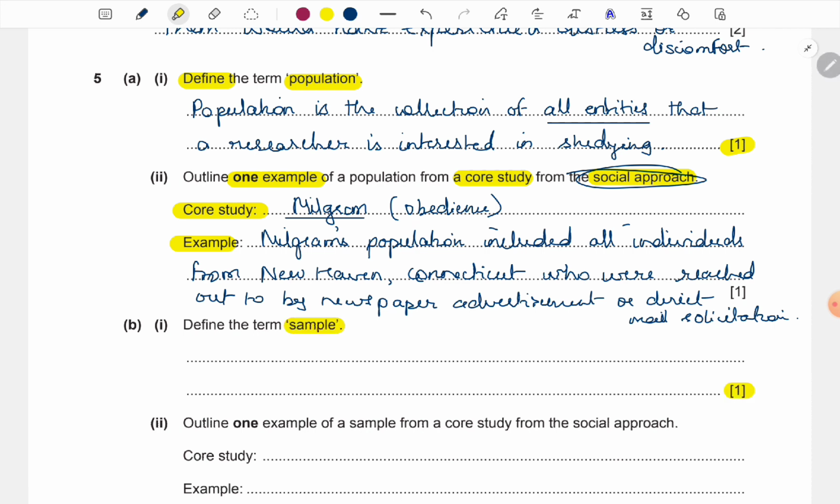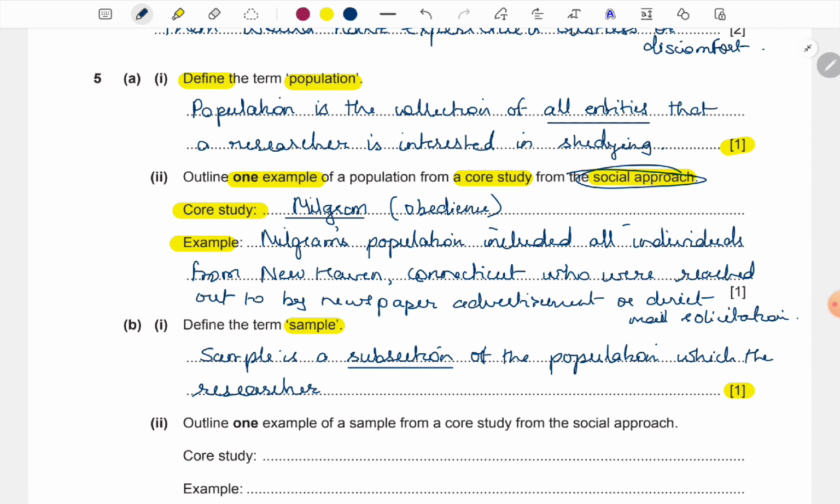Define the term sample. Here again, any good definition that you've learned from any textbook is fine. Sample, as we know, is a subsection of the population which the researcher actually studies. The researcher might wish to study a lot of people who are in the population, but who actually come into his study, they become the sample. So anything that conveys this intent will be a correct definition. Like I said, you could learn it from anywhere, wording could be different.